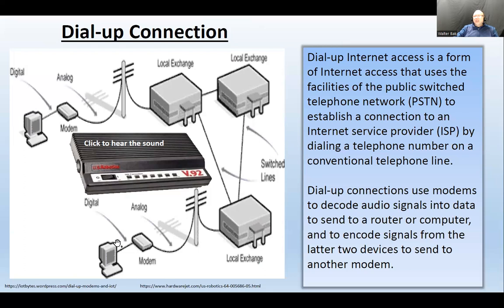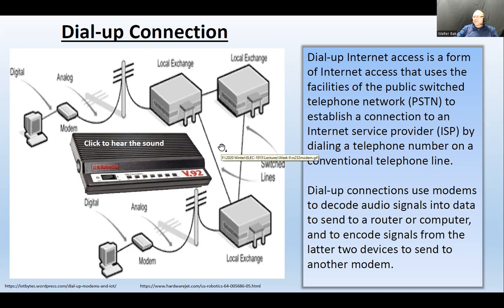And once it establishes this connection, you get the signal at the speed that this modem can handle and the telephone lines can handle. So that's why it's not broadband. It's a one-to-one connection, and that's it. It's not a broadband connection. It's a dial-up connection, a direct connection. You make a direct connection with that.